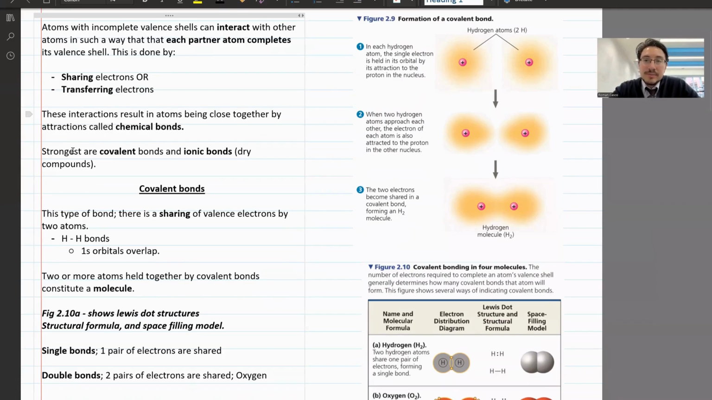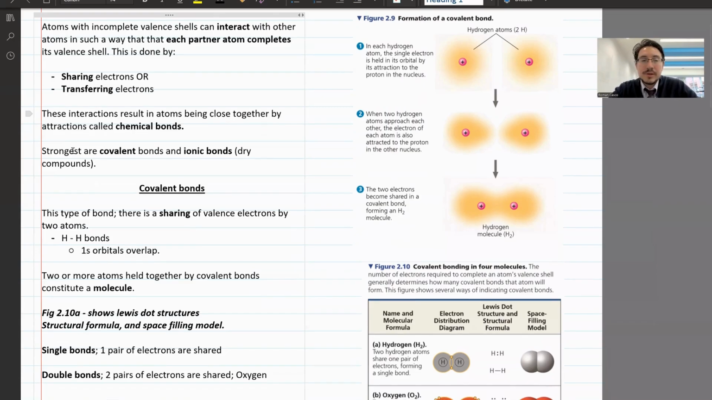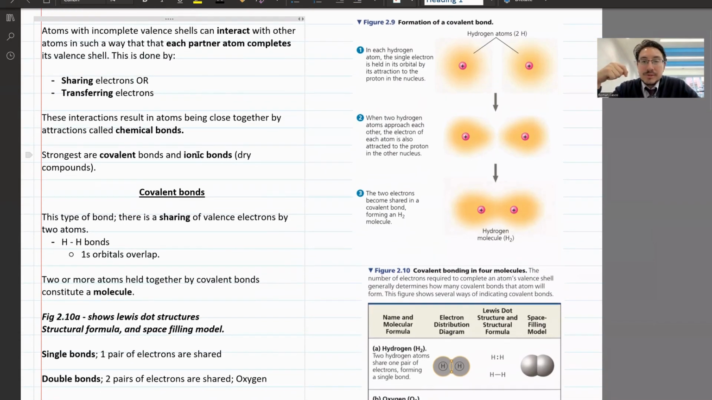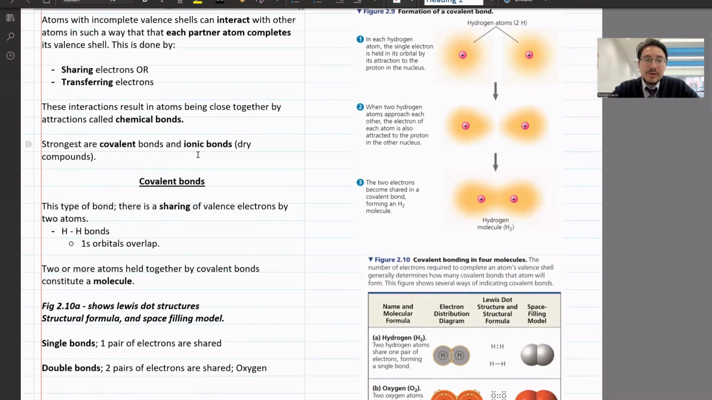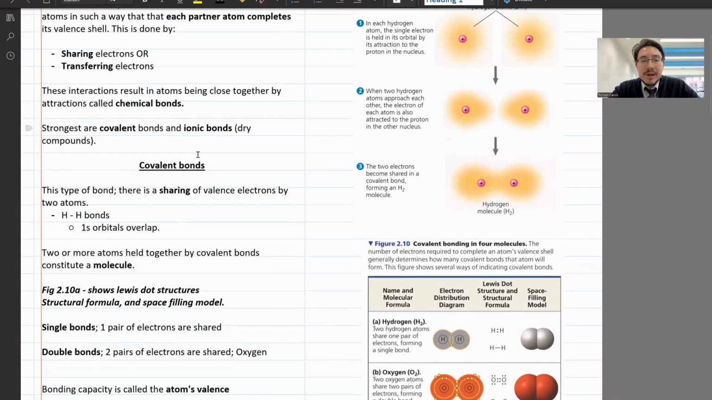The strongest types of bonds are covalent bonds and ionic bonds, and there are different types of bonds that we're going to take a look at, especially ionic bonds, especially for dry compounds, right? So in terms of covalent bonds, covalent bonding is the situation where there's a sharing of valence electrons by two atoms.